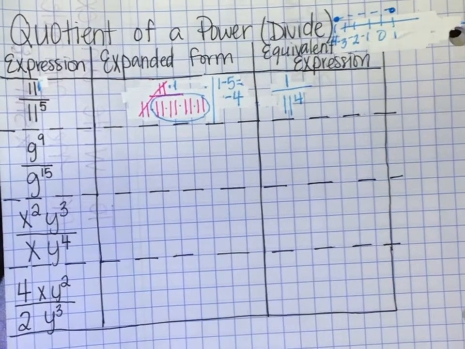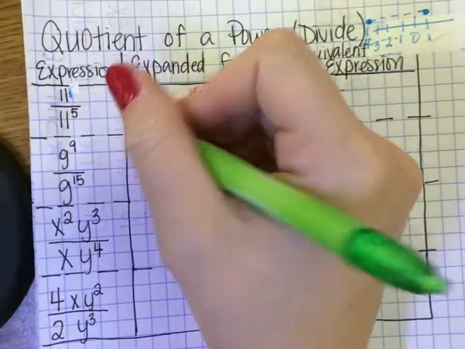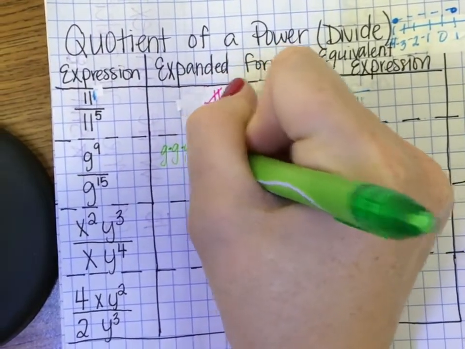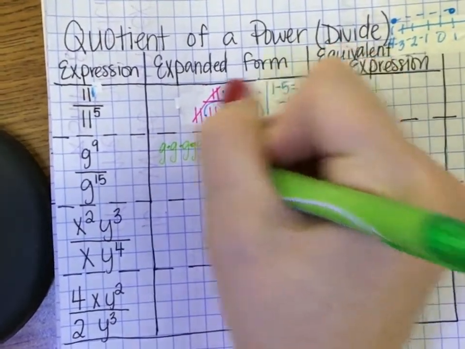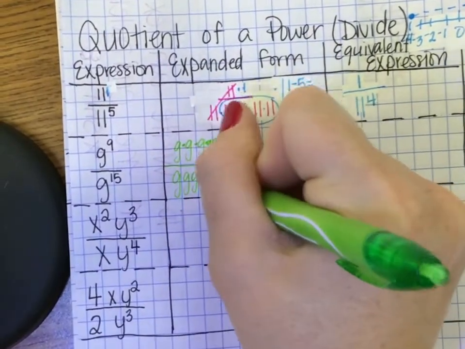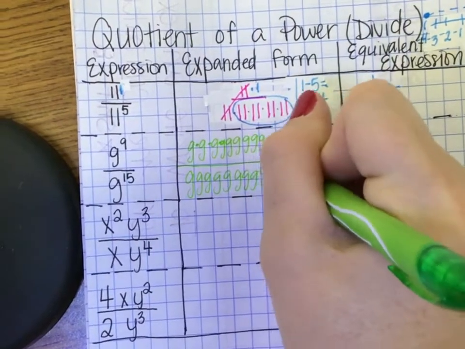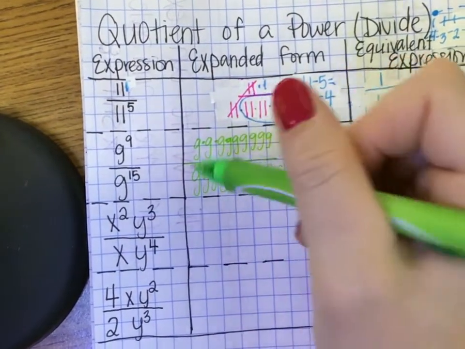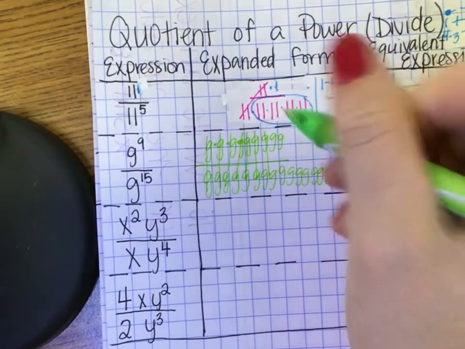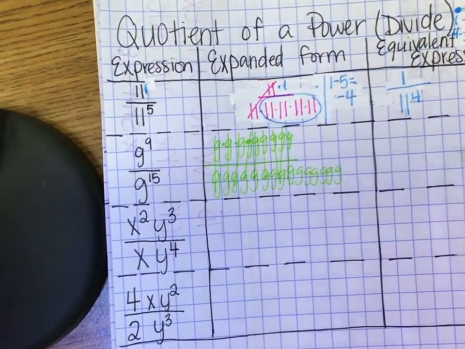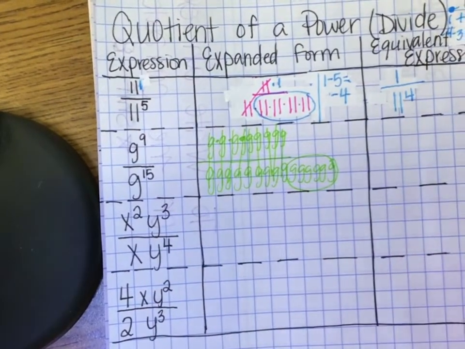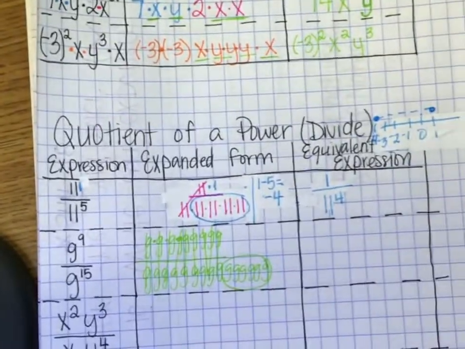Okay, the next one, if we have g to the 9th, so you could write out 9 g's, 1, 2, 3, 4, 5, 6, 7, 8, 9, divided by g to the 15th, so 1, 2, 3, 4, 5, 6, 7, 8, 9, 10, 11, 12, 13, 14, 15. And then you can cancel out. So we can cancel 9, and this is how many we're left with. 1, 2, 3, 4, 5, 6. Again, that's 6 in the denominator.